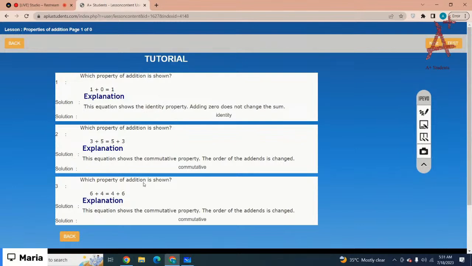The next one is which property of addition is shown? 6 plus 4 and 4 plus 6. Again, you can see just the order is changed. Either you can write 6 first or 4 first. It doesn't matter. When you add, they have the same answer. That is known as the commutative property of addition. Got it? Let's just start with the test question.